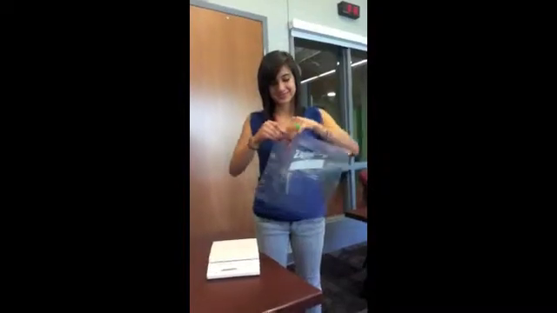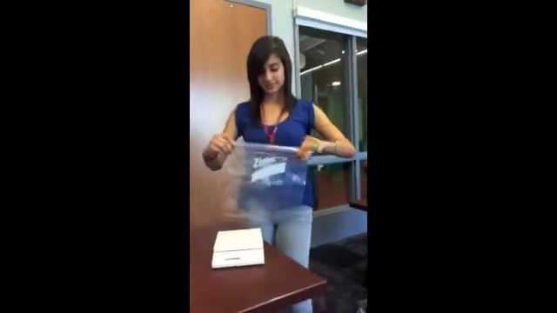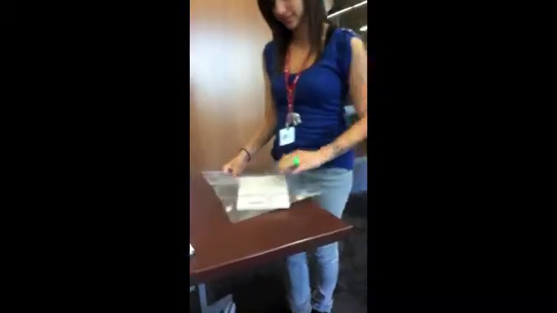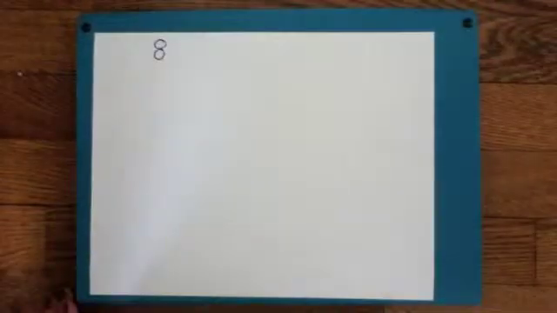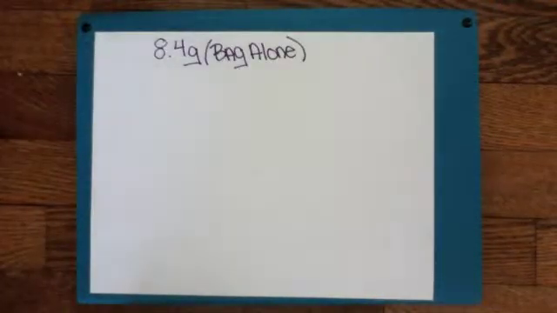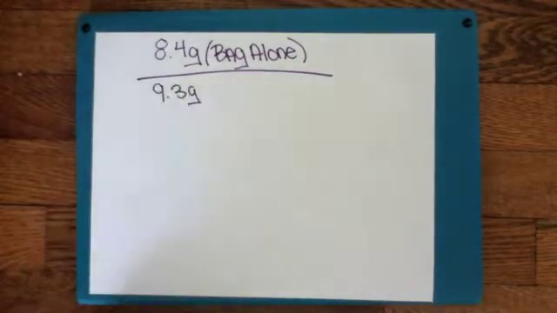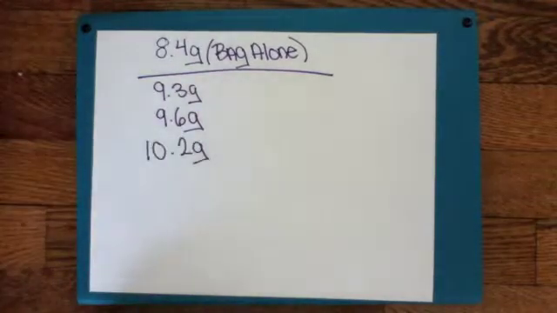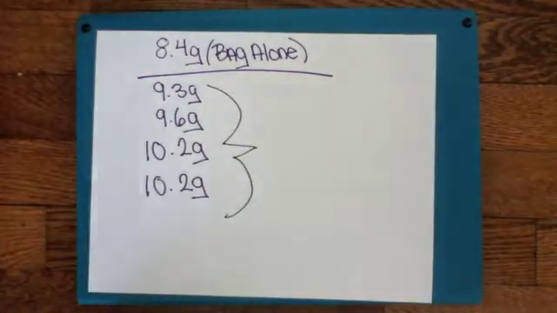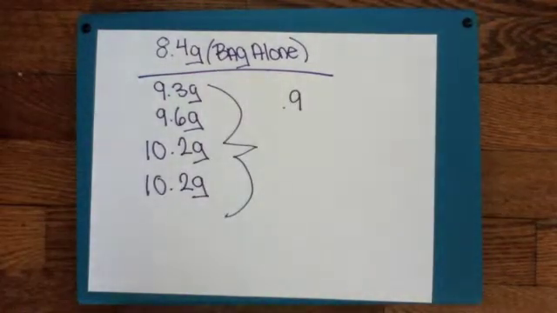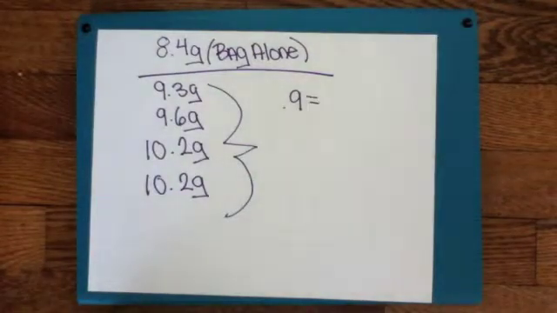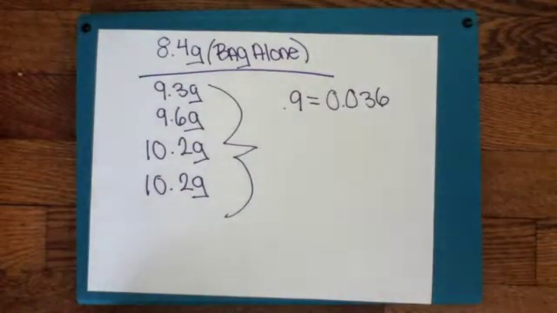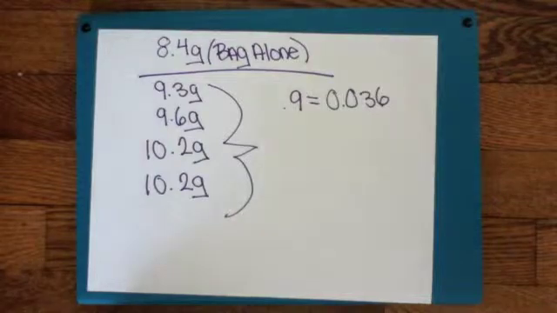Okay, so first of all, we started by measuring our breath in the Ziploc bag. The bag alone weighs 8.4 grams. Our first breath was 9.3 grams, 9.6 grams, and then 10.2, then 10.2. The average of all that is 9, and of that 9, 0.036 of it is carbon dioxide.